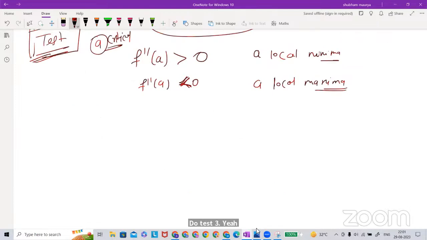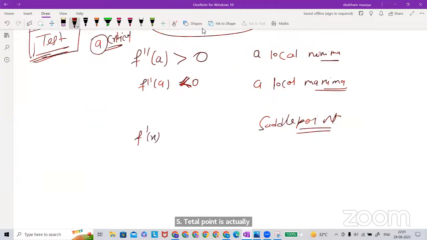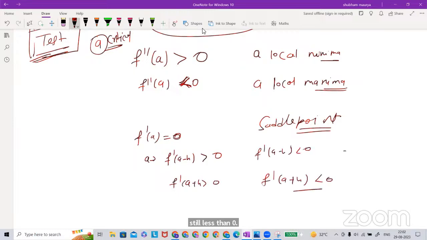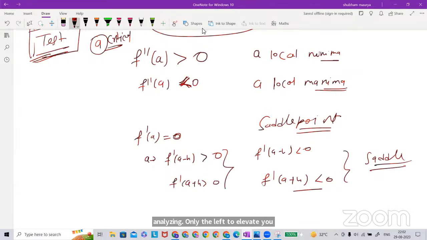And how do we check for a saddle point? Just differentiate the function at A, and at A it will be 0. Then think about the left side of A: if the left side is greater than 0 and the right side is still greater than 0, or the left side is less than 0 and the right side is also less than 0, in both cases it is going to be a saddle. That is not a big deal. You have to check it by analyzing the derivative on each side with these two conditions.